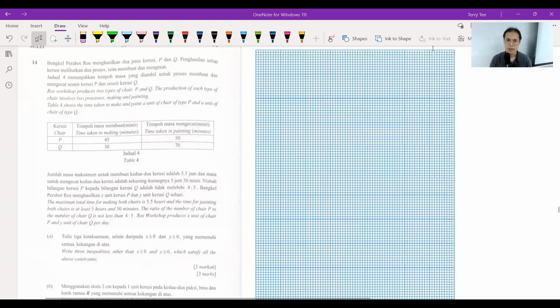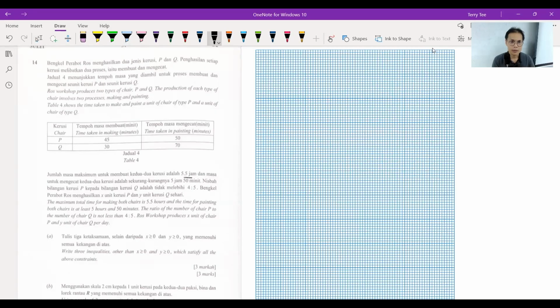Okay, this is chapter 14, linear programming, Pengaturcaraan linear. So bengkel perabot Ross menghasilkan dua jenis kerusi P dan Q. Penghasilan setiap kerusi melibatkan dua proses, iaitu membuat dan mengecat. So jumlah masa maksimum untuk membuat kedua-dua kerusi ialah 5.5 jam.